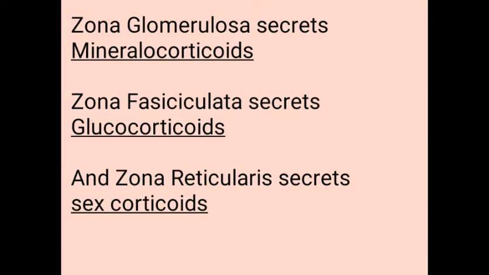Now, zona fasciculata. Zona fasciculata secretes the group of hormones called glucocorticoids. These hormones are involved in carbohydrate metabolism. The function of the glucocorticoid hormone is that it stimulates gluconeogenesis, lipolysis, and proteolysis. It inhibits cellular uptake and utilization of amino acids. Cortisol is involved in maintaining the cardiovascular system as well as kidney function.